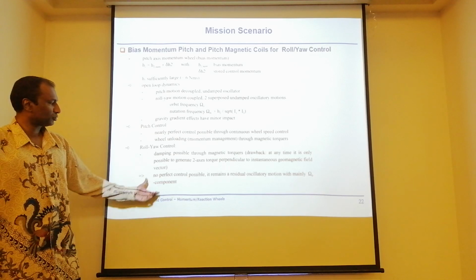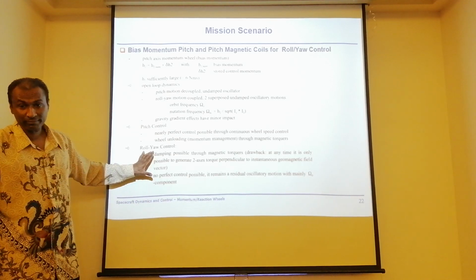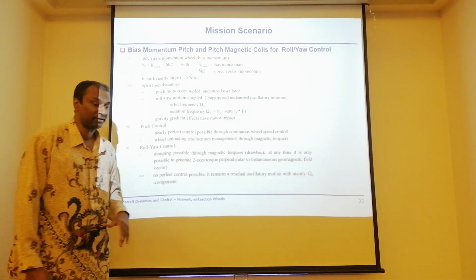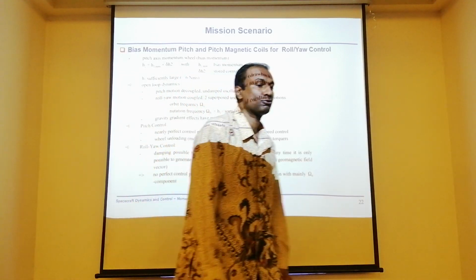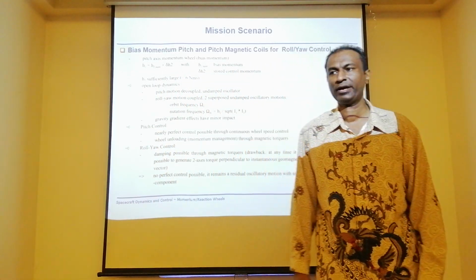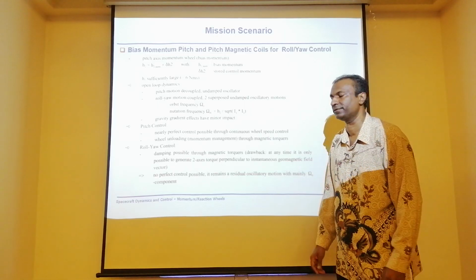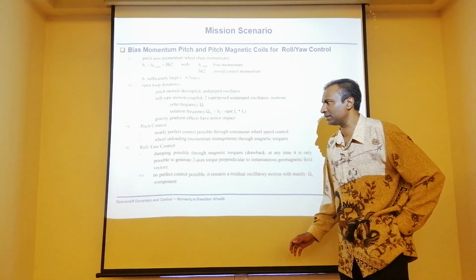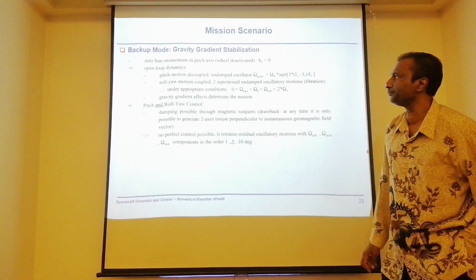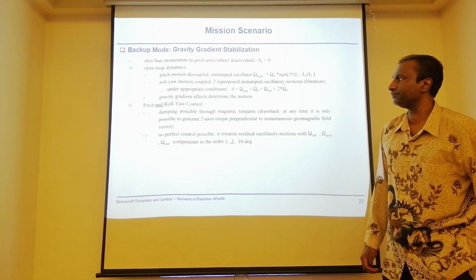Okay. No perfect control is possible. But again, don't forget, roll and yaw at 0.5 degrees with very low-cost control options that you have. You can still actually have 0.5 degrees of accuracy, which is reasonably good. Go on. Okay, the backup mode.